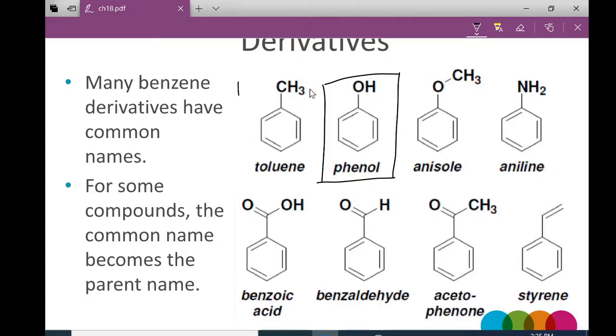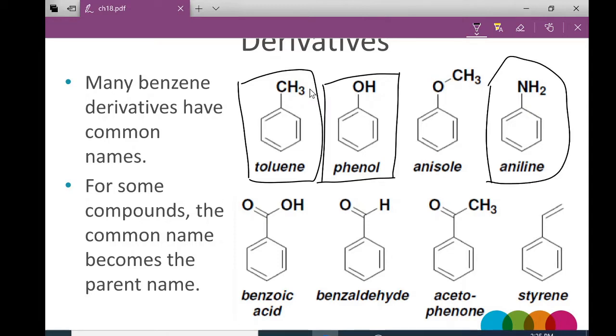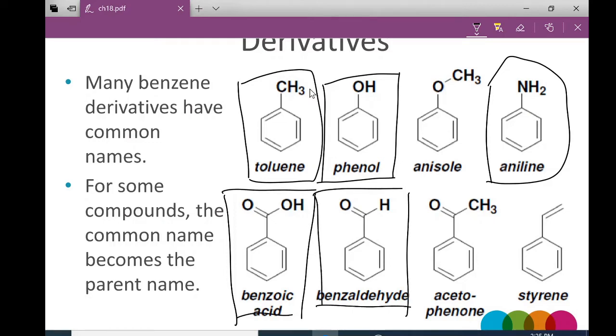So I want my students to learn toluene, phenol, aniline, of course benzoic acid. They should already know that one. Benzaldehyde, which is pretty obvious. I mean, that goes without saying. So benzoic acid, benzene ring with an acid group. Benzaldehyde is a benzene ring with an aldehyde group. Pretty easy. And then I don't expect my students to memorize anisole, acetophenone, or styrene, but those are good ones to commit to memory anyway. Styrene is where the polymer polystyrene is derived.